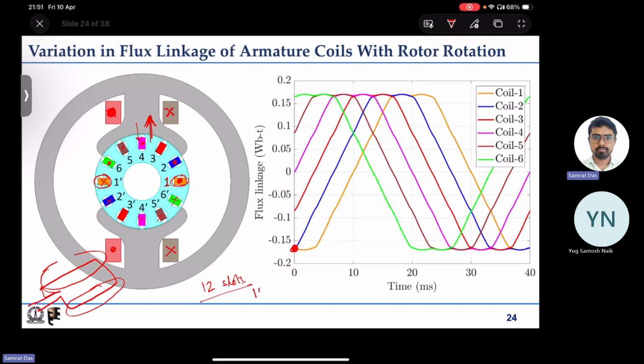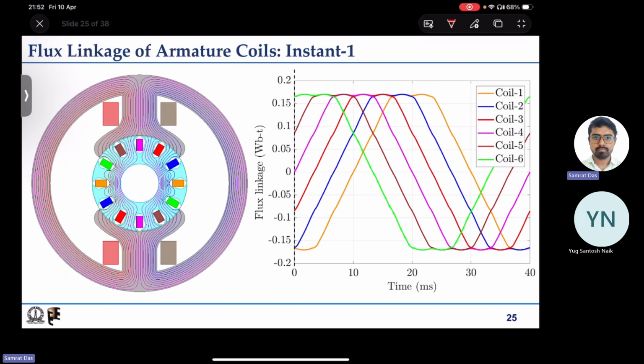So with 12 slots you can house 12 coil sides, because it is single layer winding. Each coil has two coil sides, so the number of coils in this case is 12 by 2, which is 6. We are looking at the flux linkages of the 6 coils as the rotor rotates in the anti-clockwise direction.